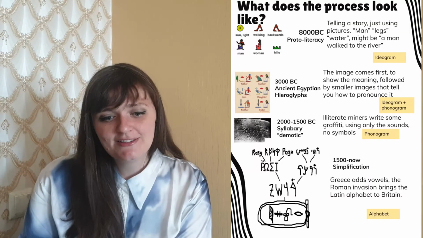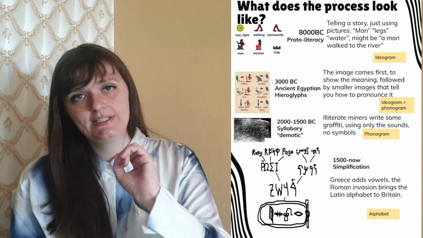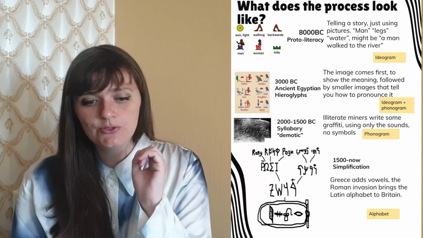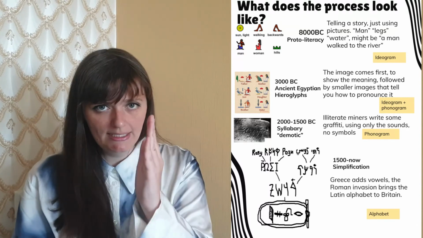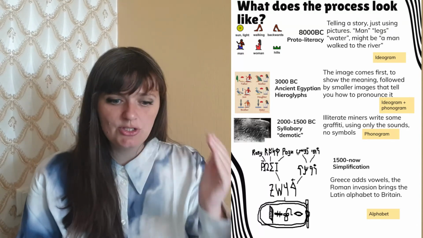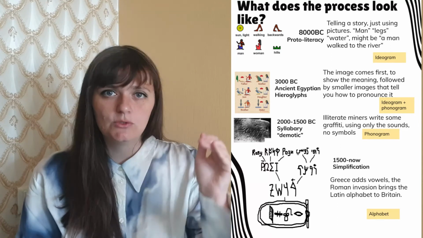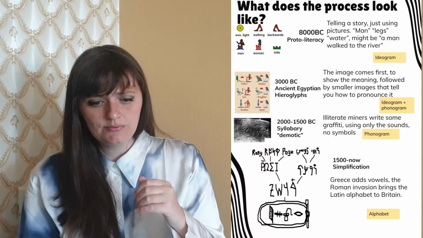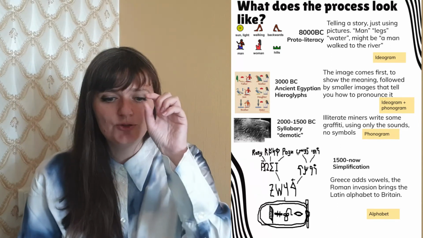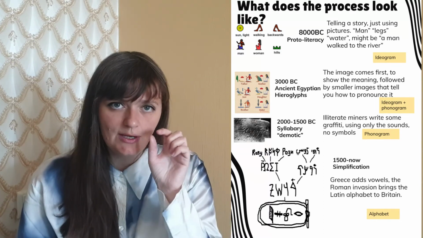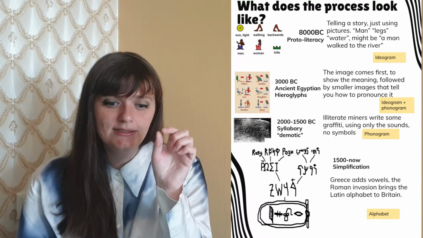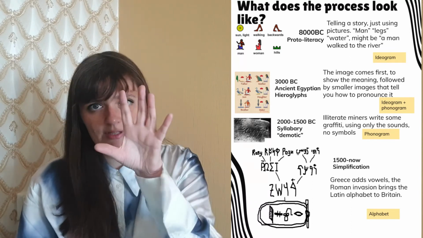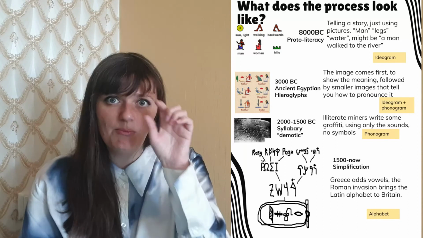Thank you. Okay, so the order starts with proto-literacy, telling a story just using pictures. So if you draw a man, and then you draw some legs, and then you draw a picture of a river, it must be the man walks to the river. And then you start to draw some little image to tell you how to pronounce a word. The little image is called the phonogram, and the big one is called the ideogram. So you have the idea, and then you have the sound: ideogram, phonogram.